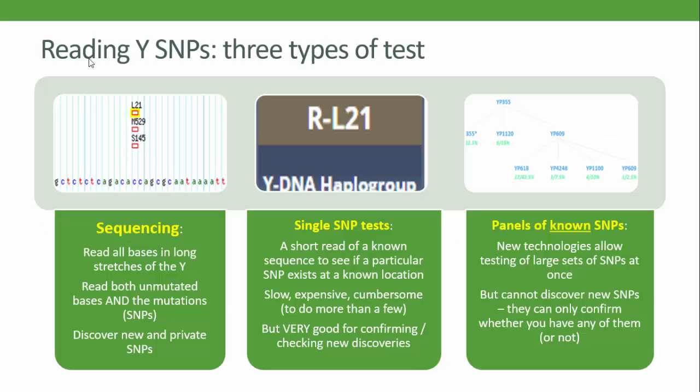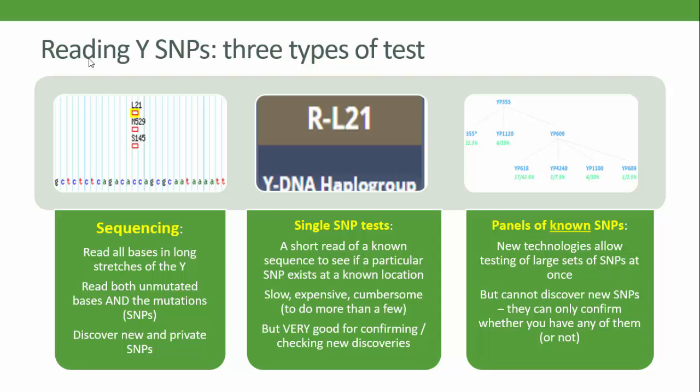So NGS testing is one of 3 types of SNP test that you can take. Sequencing tests read long sequences of your Y DNA and read all the mutations on those sequences, SNPs and STRs. They read the unmutated positions too, so you can compare your full sequence with another person's. And most importantly, they discover new SNPs in your Y that have not been found before.